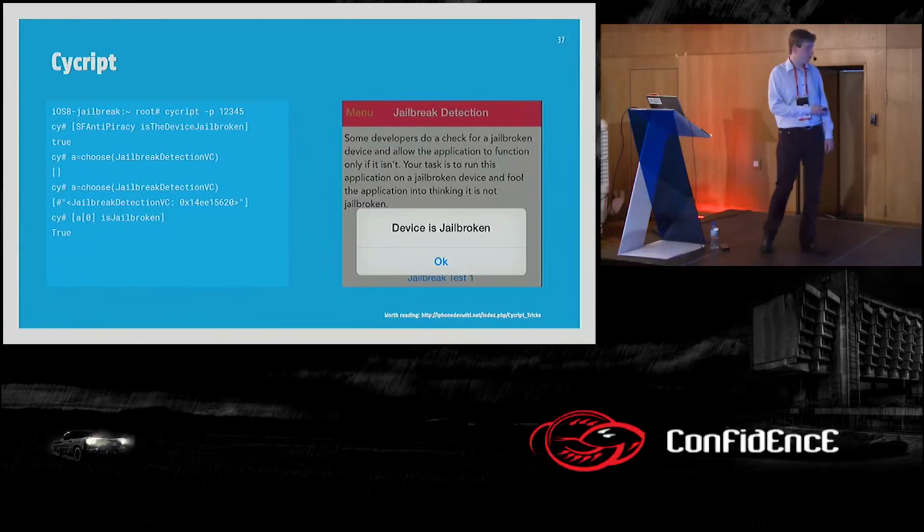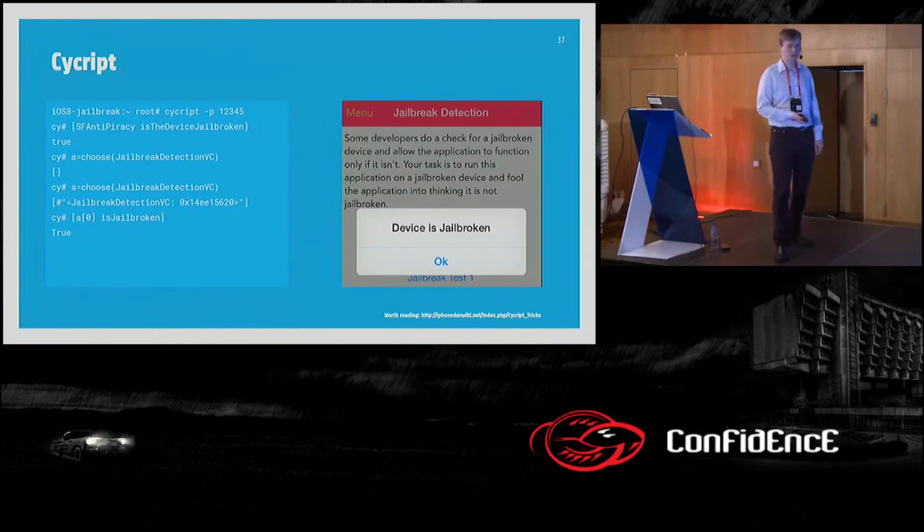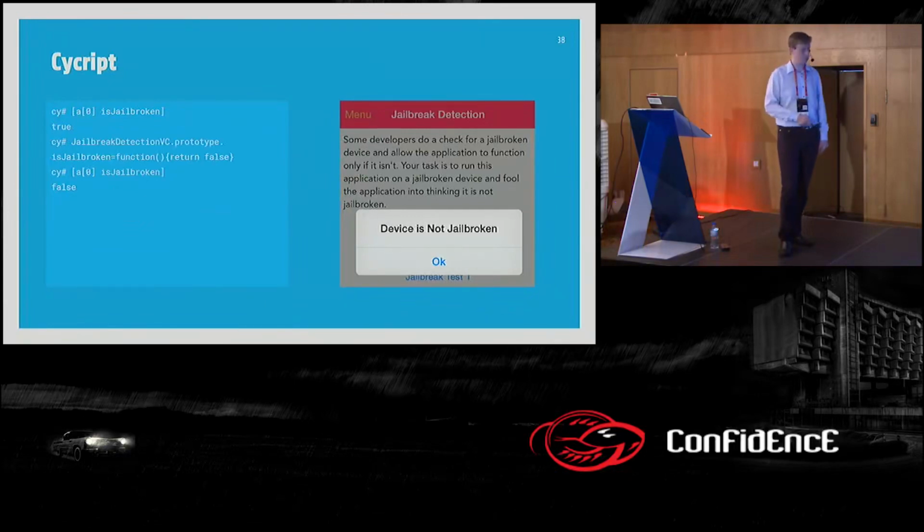Good. Now we want to bypass this, right? So we see that if this returns true or false, it's pretty trivial to patch it and return false in those cases, and the device won't be jailbroken. Indeed, you can do it very simply with the script. You just use prototype isJailbroken, and you replace the implementation of the function. This is actually pure JavaScript. So you just put function return false. You call the method, this returns false, and the device is not jailbroken.